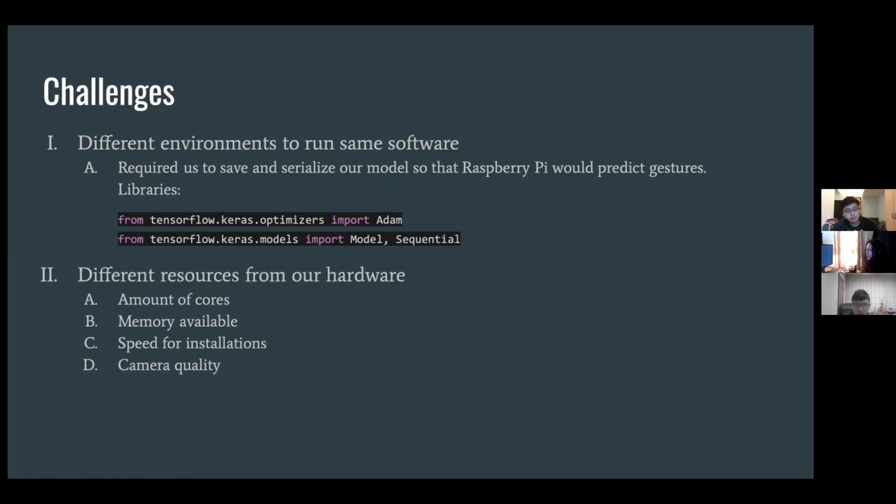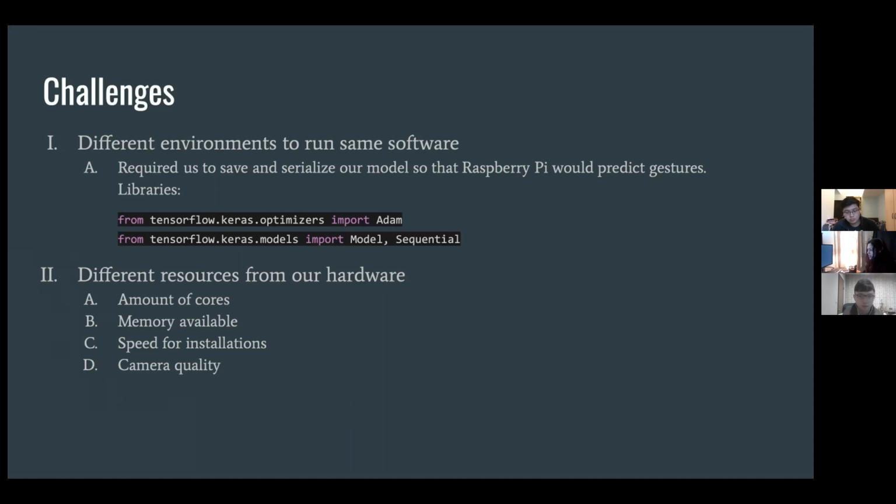The different resources for our hardware was also a challenge, since the number of cores varies in the Raspberry Pi versus the laptop. The memory that's available to us is much smaller in the Raspberry Pi. Installations were slow, it took a while to install programs on the Raspberry Pi. And the camera quality was also another challenge because it affected how our predictions happened.